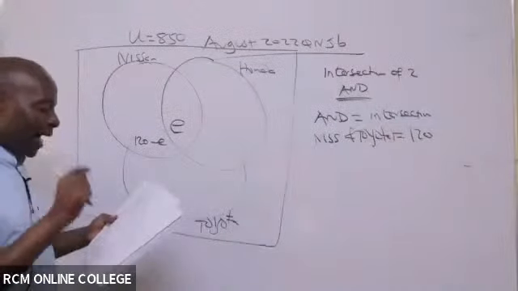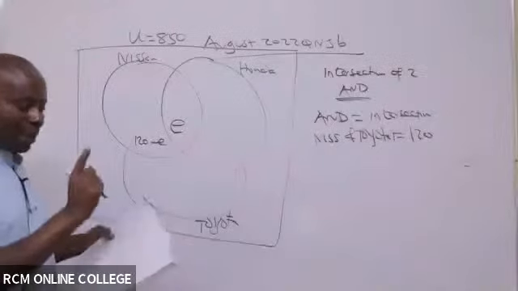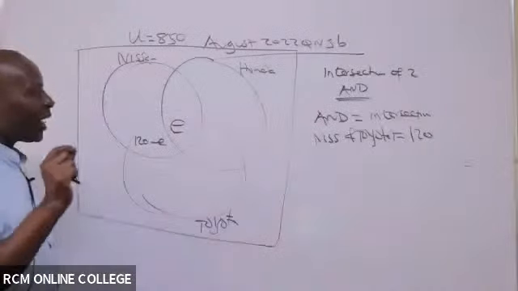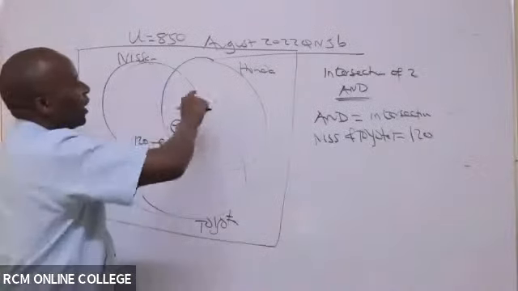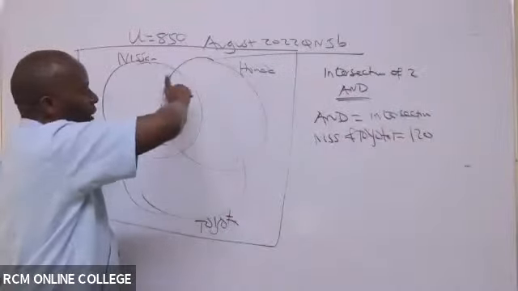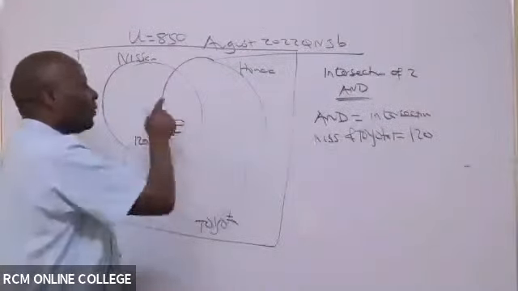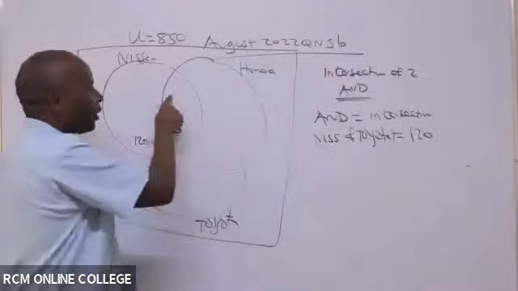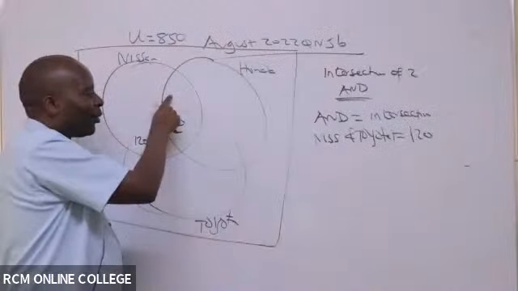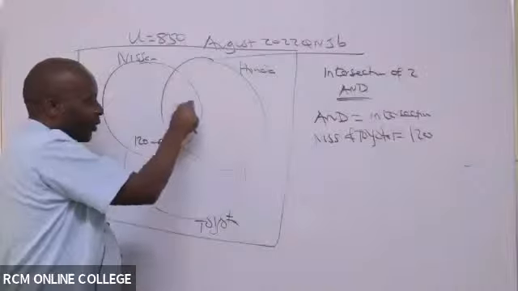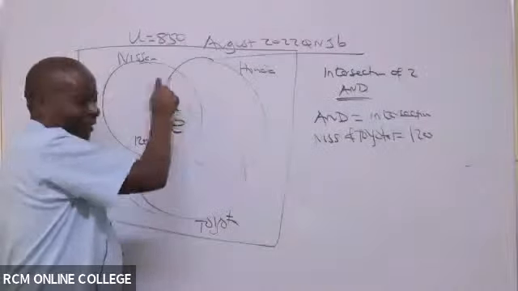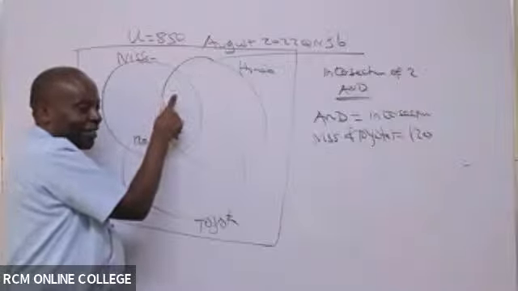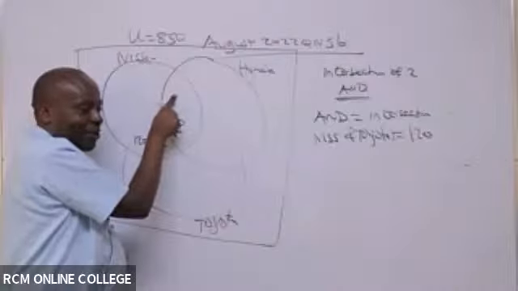Now we look for another and. 56 residents owned both Nissan and Honda. So we have here Nissan and Honda. Where is the intersection? The whole of this is the intersection, and they have mentioned the figure 56. What do you think am I going to write here, somebody, for this section alone? Just try.